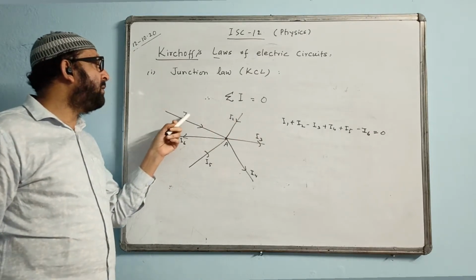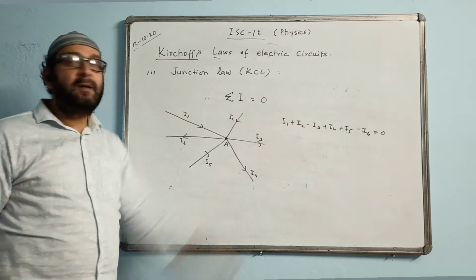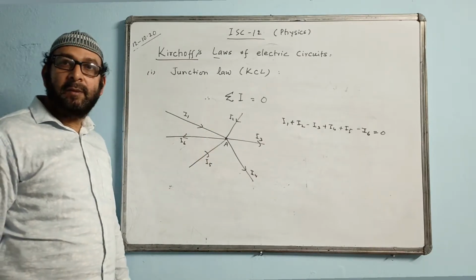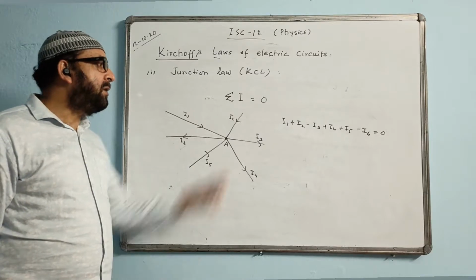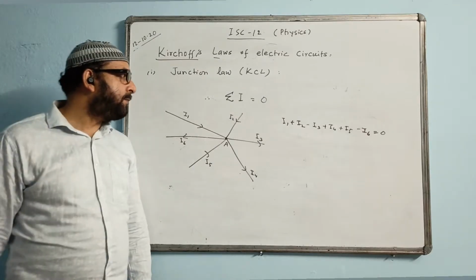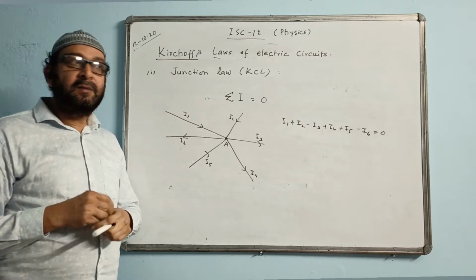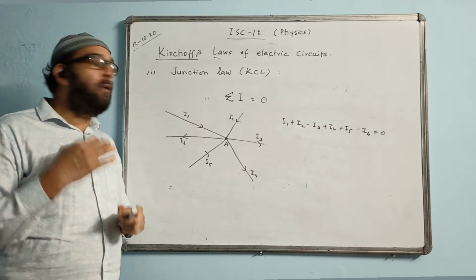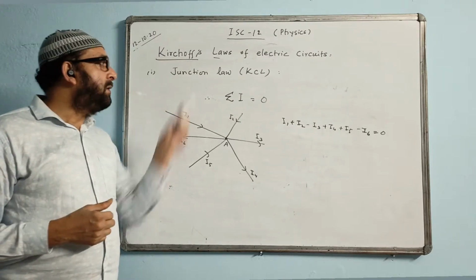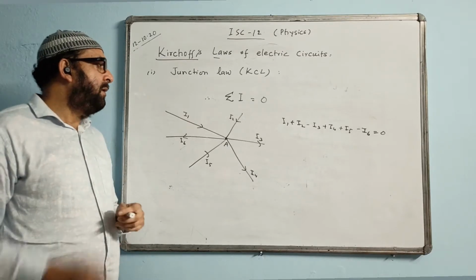If there are numerical values, like 5 ampere, 2 ampere, 3, all the values given, we put all these values here and calculate the value of one unknown. They may give one unknown quantity and we can calculate its value. So this is called junction law, sigma I should be 0. Very often they ask this question: state the Kirchhoff law which is the consequence of law of conservation of charges. So we have to say junction law. It is the consequence of law of conservation of charges.